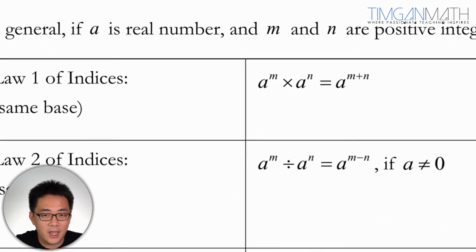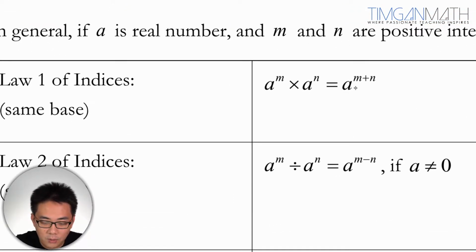So you have a^m times a^n. Now take note, these are the same base, so same base a and a. So what you get is a to the power of m plus n. This is law number 1.